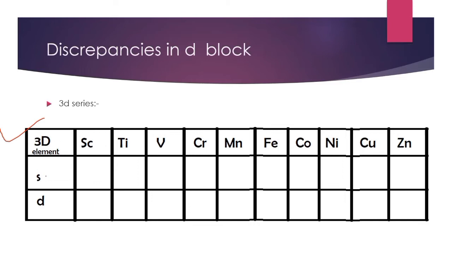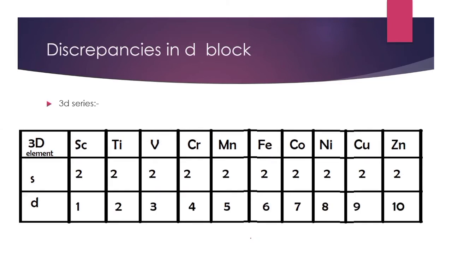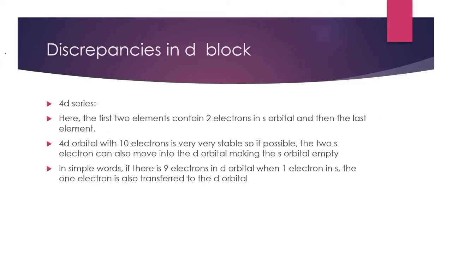Now to start with the 3d series, you have to make a chart like this, so pause the video and make a chart like this in your copy, and then write S here and D here. Completely fill up the S orbital and then start filling up the D orbital. So here you can see that the D orbital contains 4 electrons, and here you can see the D orbital contains 9 electrons. So we will transfer one electron from the S orbital to the D orbital. Look at this. Done. 3d series done.